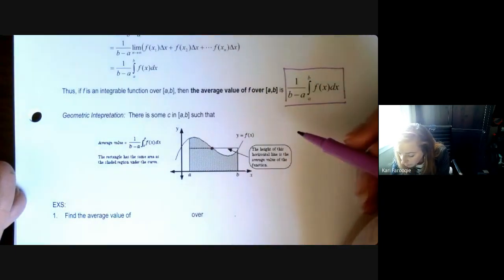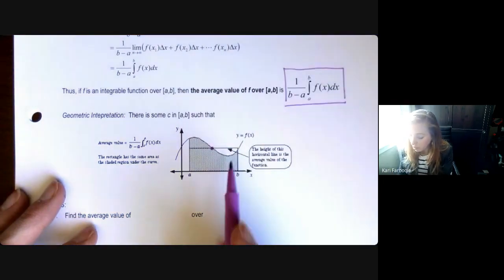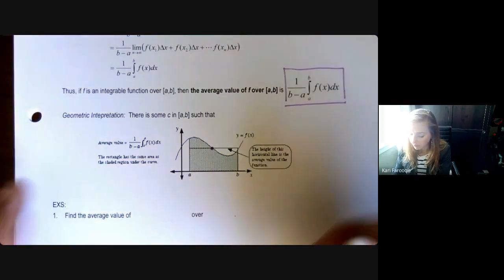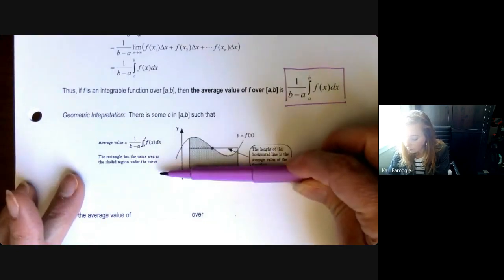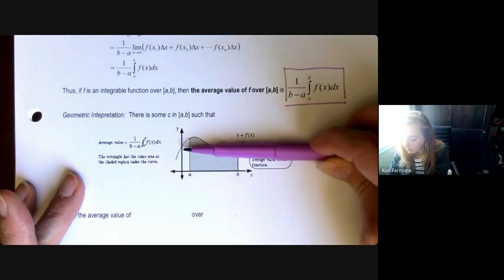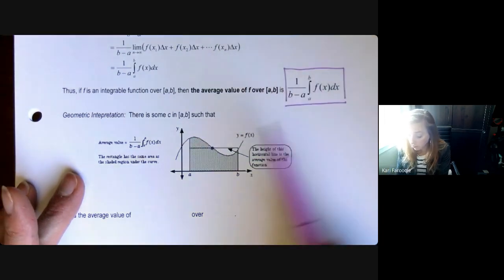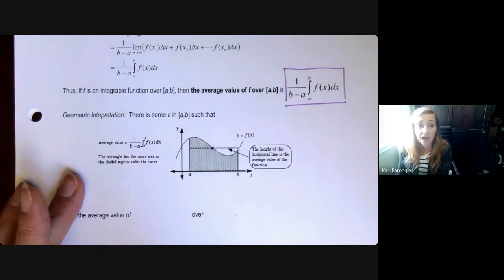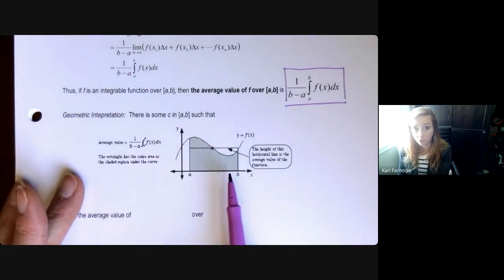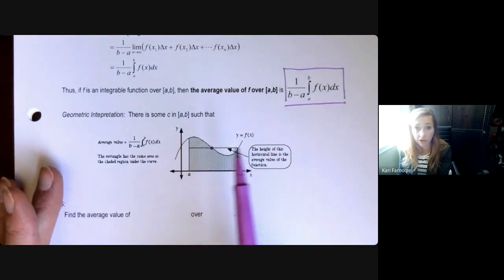So what you're really doing here is you're trying to figure out where you would have to basically cut off this horizontal. So where would you cut through here horizontally such that the area under a curve is the exact same as the area of this rectangle? So that's what this horizontal line is representing.